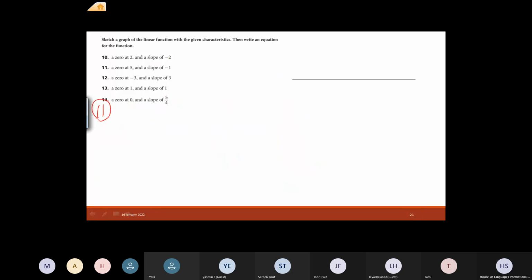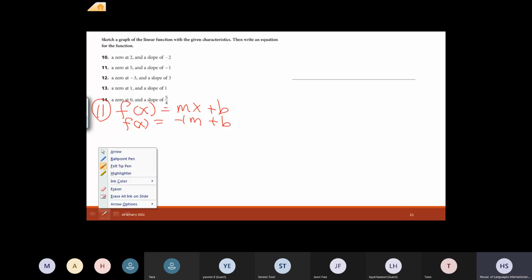Number 11. F of x equals mx plus b. Yes, Emma. Where's the slope here? Negative 1. So you will write negative 1x plus b equals f of x, because the slope is negative 1. Ah, sorry, it has to be negative 1x. So here we have f of x.